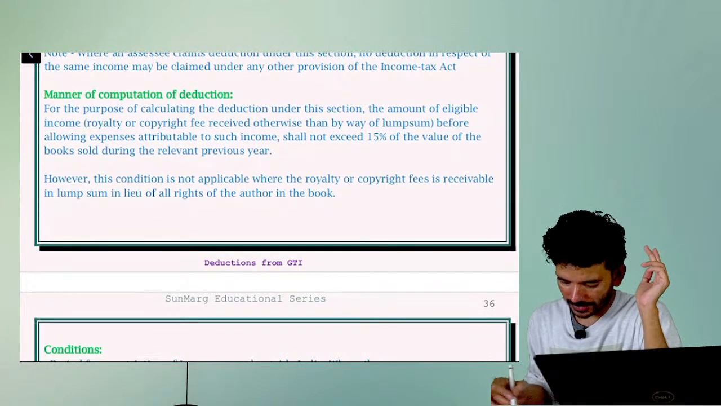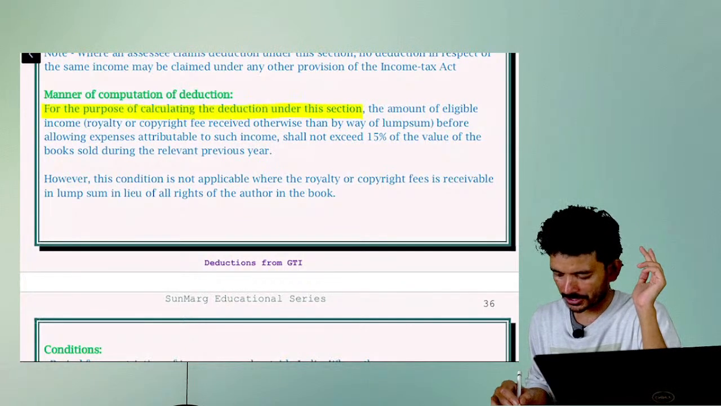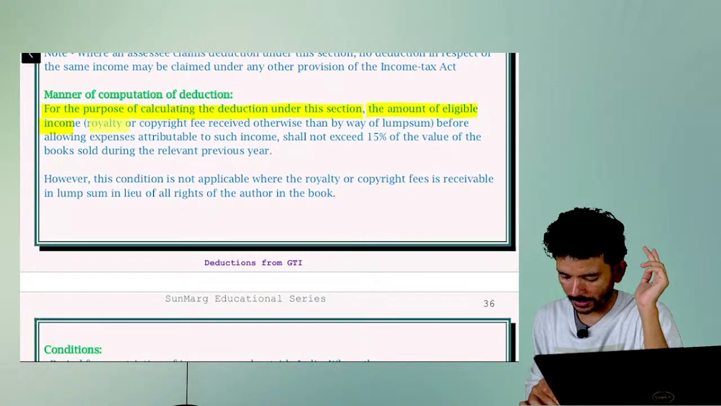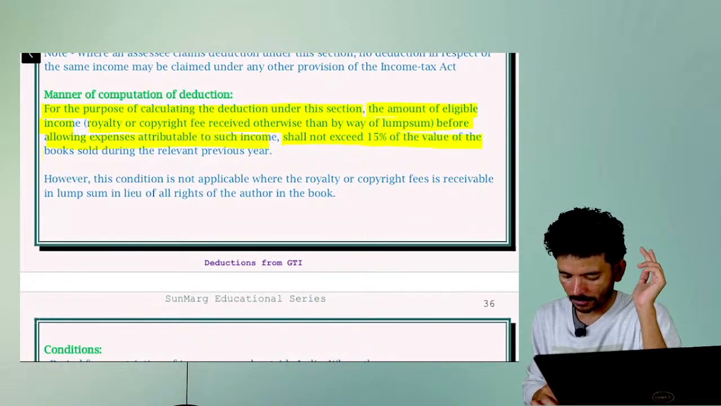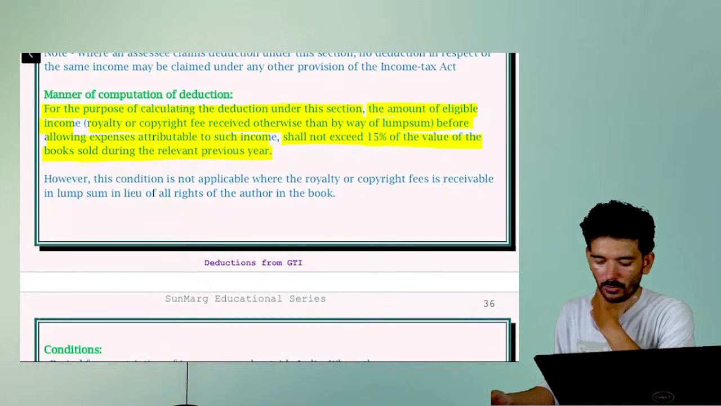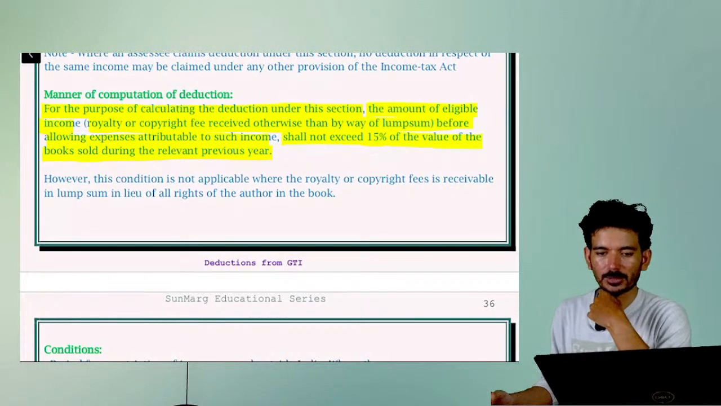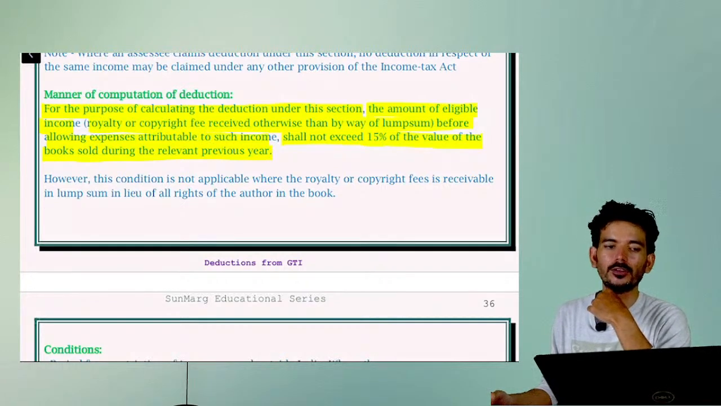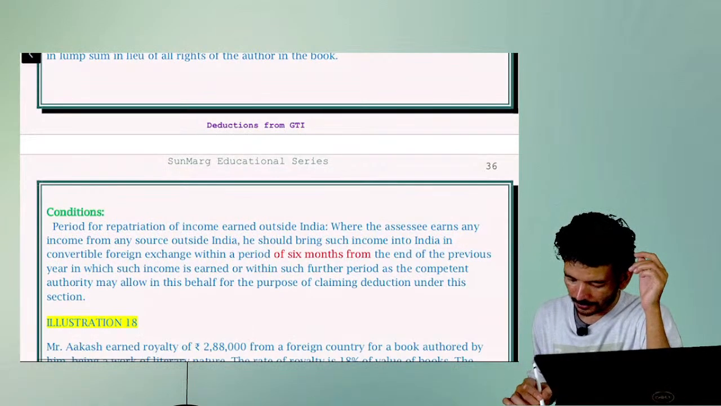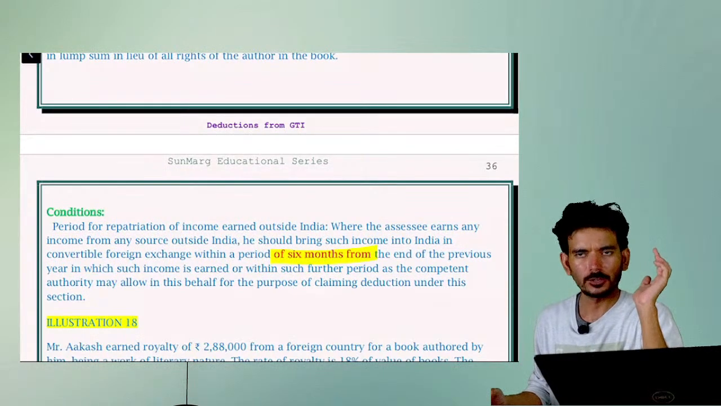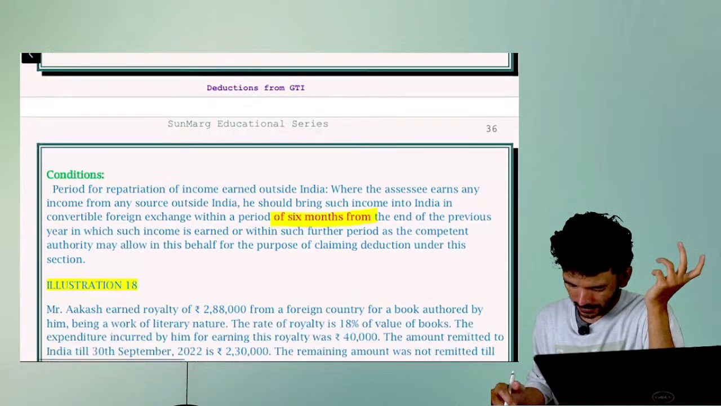So what is the manner of deduction? For the purpose of calculating the deduction under this section, the amount of eligible income, royalty or copyright fees received otherwise than by lump sum, before allowing expenses allowable to such income, shall not exceed 15% of the value of the books sold during the relevant previous year. So what does this mean? It should not exceed 15% of the value of the books sold. Okay. I will do one problem on this, you will understand this. And if you are selling it in an outside country, within 6 months you have to bring back the money, that is called repatriation. There is one question.